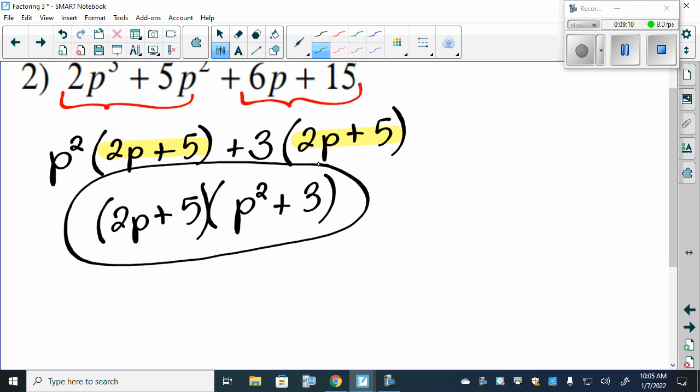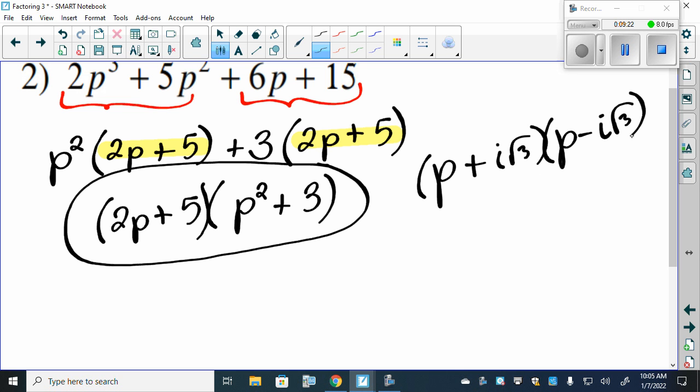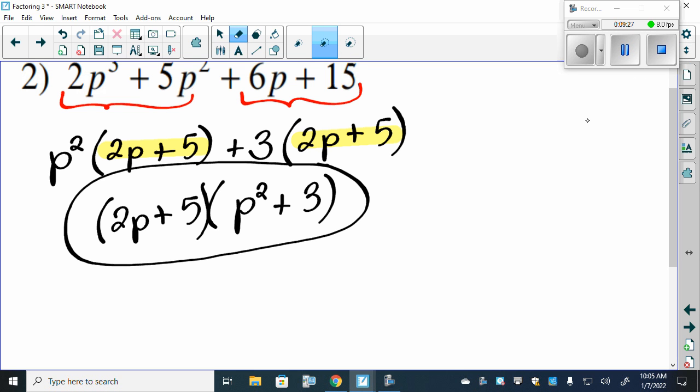Does that make sense? I mean, if we wanted to, it technically could be p plus i square root of 3 times p minus i square root of 3 if we wanted to go that route. But again, just like how I showed you guys yesterday with the plus or minus 3i, we'd actually have to solve it and then work backwards to find out what it would be. And this here is the accepted completely factored. Any questions on this here?